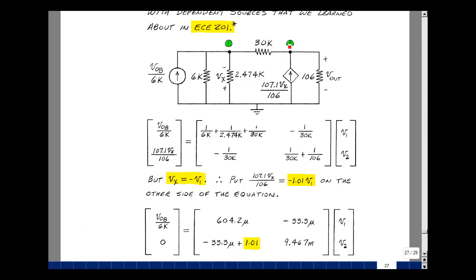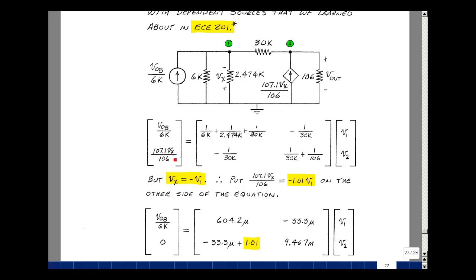At node 2, we're going to sum up all the admittances hooked up here, so it's 1 over 30K and 1 over 106 ohms. Between nodes 2 and 1, I've got a 30K resistor, so minus 1 over 30K. And then the current sources that are entering this node are 107.1 V sub x divided by 106. So I have two unknowns, V1 and V2, but I also have another unknown, V sub x. But if you look up on top, V sub x is minus V1.